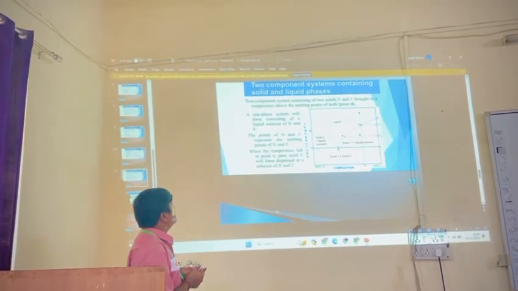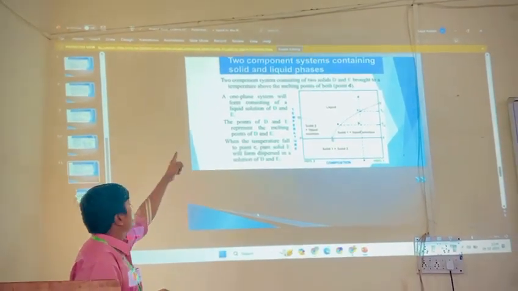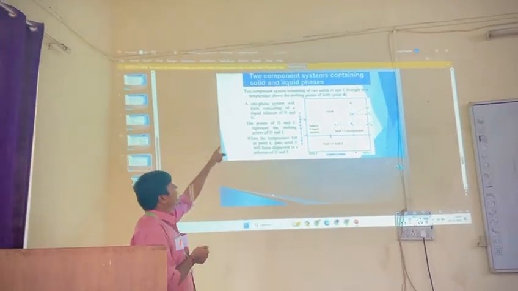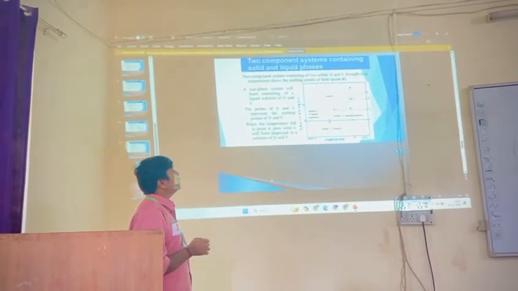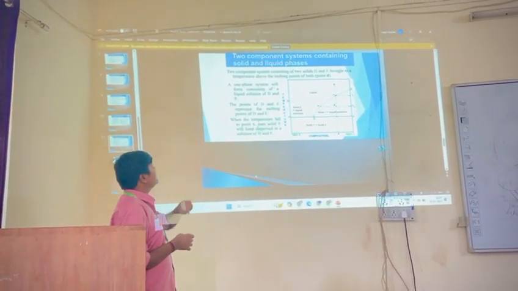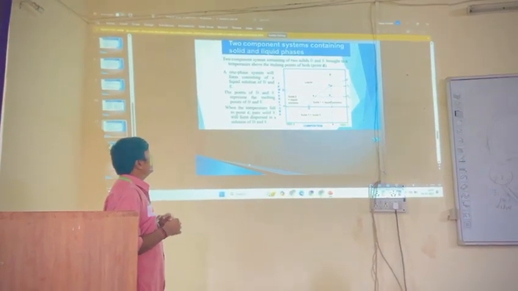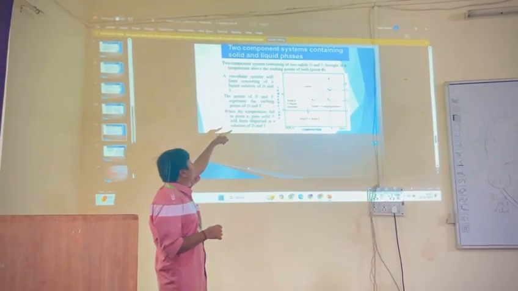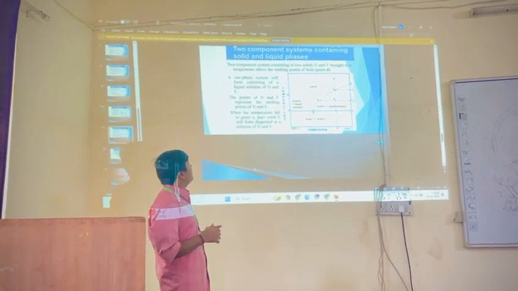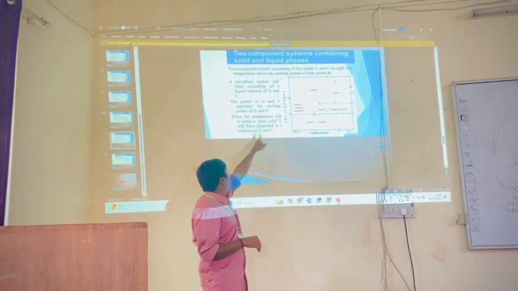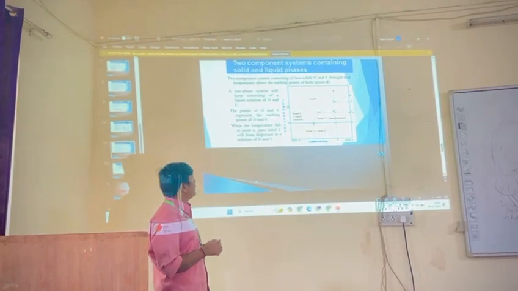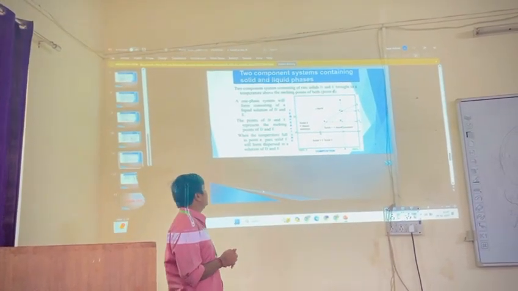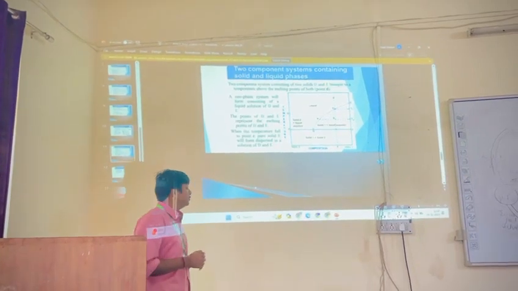Then the two component system for solid and liquid phases. The two component system consists of solids D and E, both at temperatures above the melting point. The one phase system will form, consisting of a liquid solution of D and E, and the points D and E represent the melting points. Then when the temperature falls to point C, the pure solid E will form, depressed in a solution of D and E.